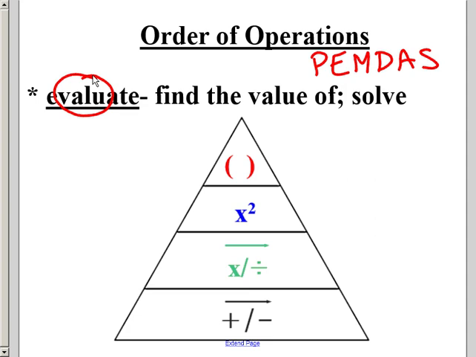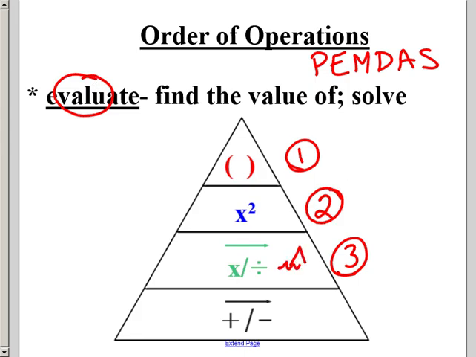And so I kind of like this pyramid way of looking at it. When you look at it this way, you can see that there are 4 steps. Let's talk about what they are. So the first step is to do anything that is any kind of grouping symbol. So parentheses or any sort of grouping symbol. And we'll look at some different grouping symbols here in a little bit. And then our second step is to do anything that has an exponent. Our third step is to multiply or divide in order from left to right.